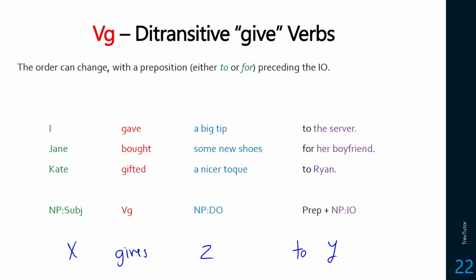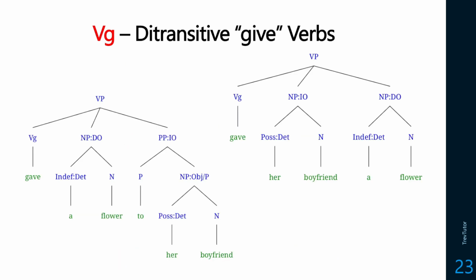And the tip to distinguish between the DO and IO here is that, so really this should be prep IO and an NP object of a preposition. But how we can tell here is that you'll see the preposition "to" or "for," to the server, for her boyfriend, to Ryan. We get this beneficiary or motion meaning here. So in this case, we have a direct object, a big tip or some nice shoes, and then we have the "to" phrase, the indirect object, to the server, to her boyfriend, for her boyfriend, to Ryan. So what do these two forms look like?